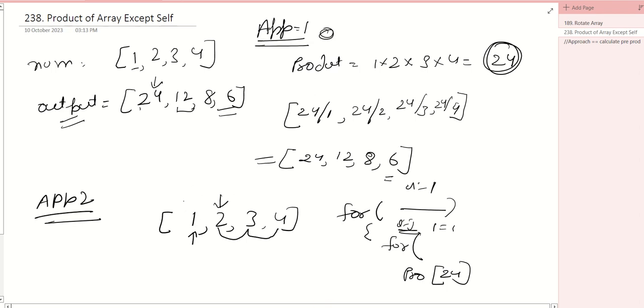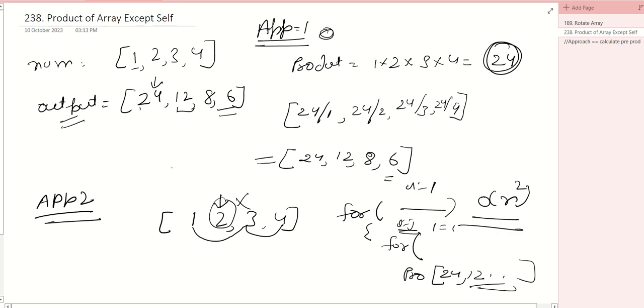Once it comes here, in the product we will be calculating the product of these three. We will exclude this one. Now if we calculate this, 4 into 3 into 1, that will be 12, right? Likewise you can calculate it. But if you notice, this approach will be order of n square, and in the question we have been asked to solve it in order of n. Now let's see how we can solve it.